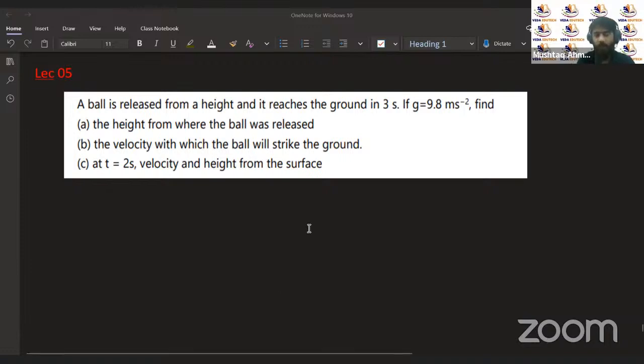Now, in this lecture, we'll be starting with the numerical problems of the topics that we discussed in the last two lectures, and then we'll be starting with the graphical analysis of motion under gravity or motion along a straight line. So here we have the first question in front of us on the screen.